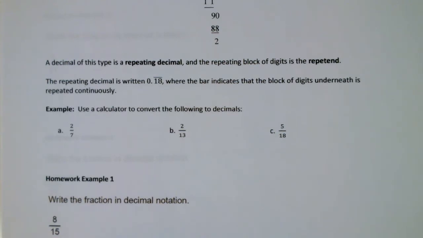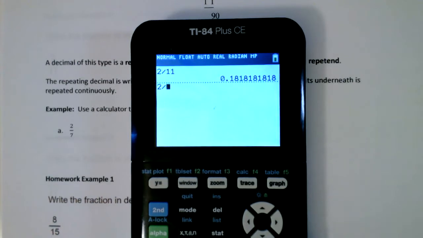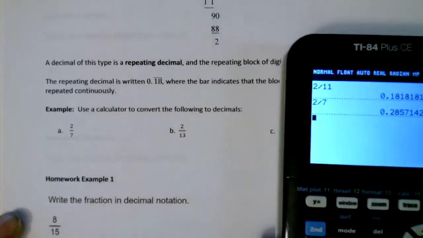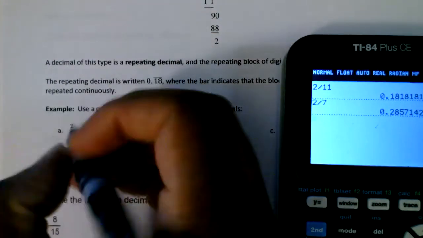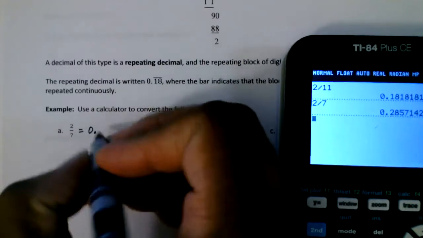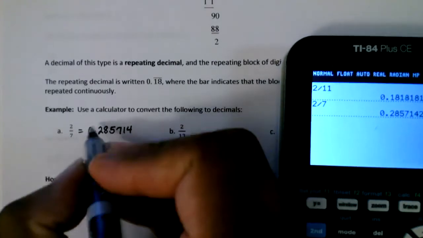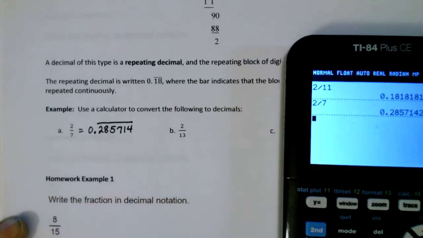So in part A, we got 2/7. If I do 2 divided by 7 in the calculator, you're going to see we have 0.285714, and then 285714 again. The 285714 is the block of digits that repeats. So when we write that, it's going to be 0.285714, and we put a bar on top to show that those digits repeat.